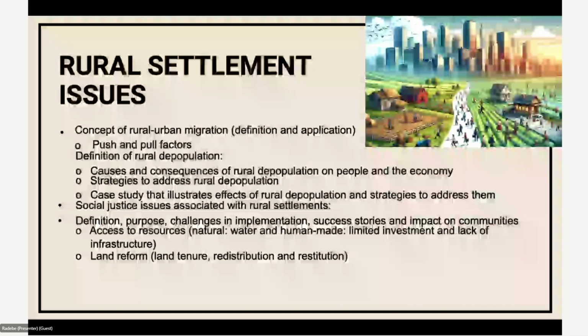It is all about government buying land and then redistributing it in the form of residential or farming land to people. And then restitution is all about compensating people that lost their land due to apartheid. Compensation might be in the form of money, or you get that land back. So these are some of the rural issues that we get in a rural area.